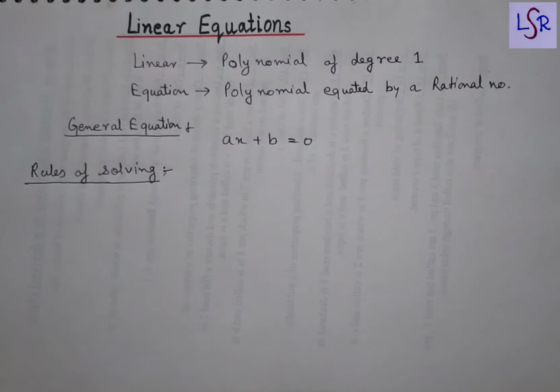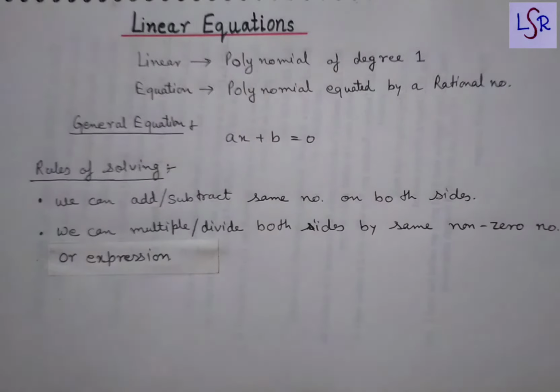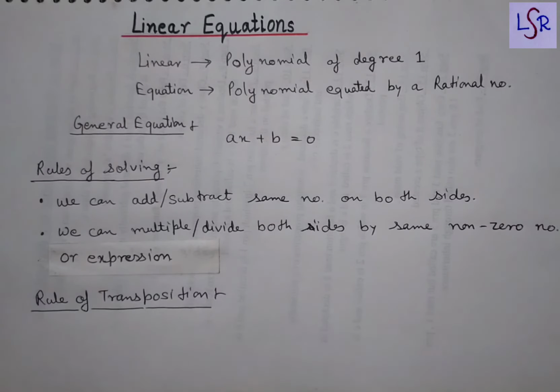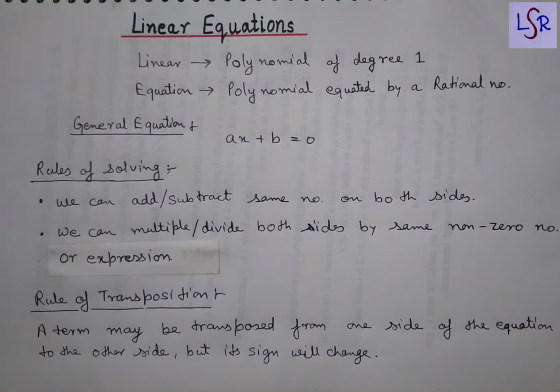Then we have the rules for solving the linear equation. The very first one is we can add or subtract the same number on both sides. And the next one is we can multiply or divide both sides by the same non-zero number or expression. We also have the rule of transposition, which states a term may be transposed from one side to the other side of the equation, but its sign will be changed.